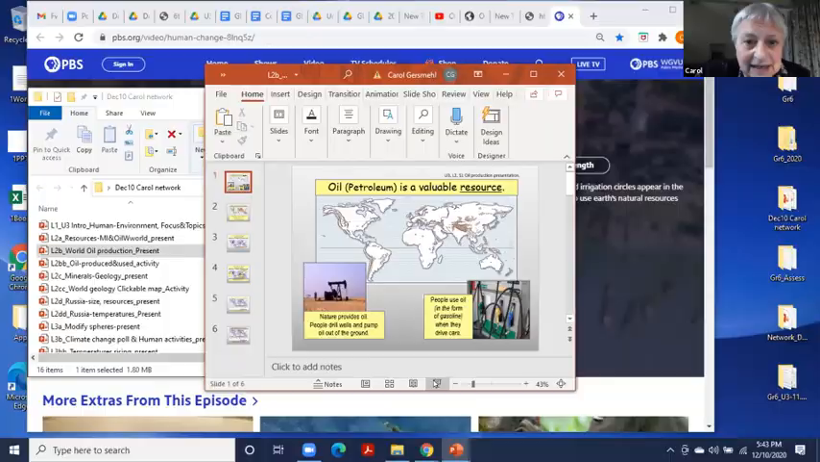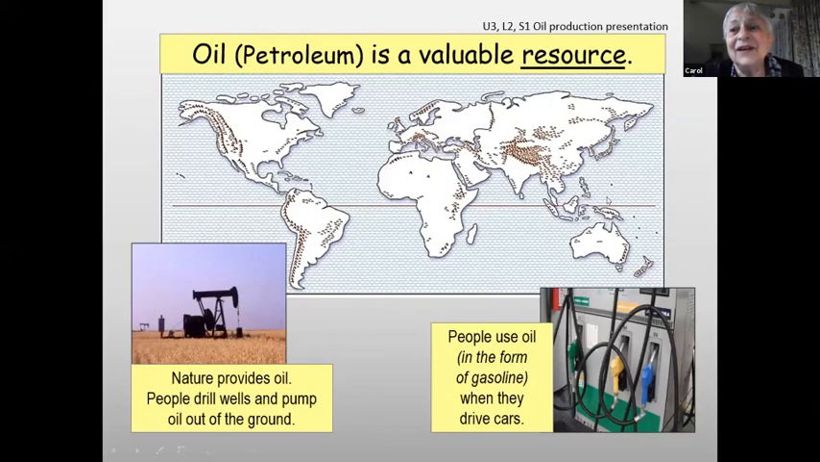Just real quickly, oil is something we depend on. We noticed that Europe didn't produce very much and liked to use a lot more than it produced. I have a few pictures of what an oil well looks like, drilled down into the earth to bring the oil up, and something the kids are used to looking at, the gas station.